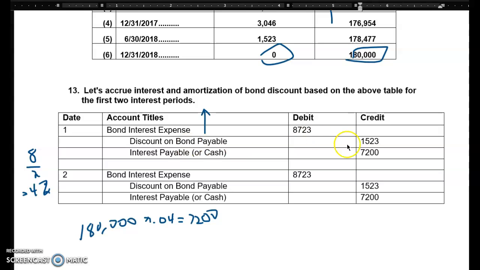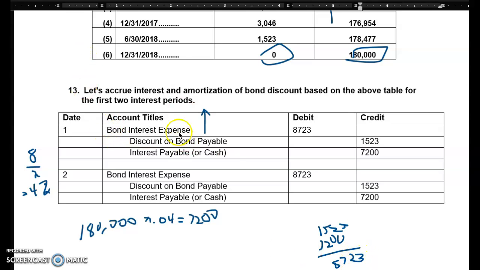So we're either going to pay it then or just say it's interest payable $7,200. We're going to credit the discount $1,523, and we're going to debit interest expense $87.23. Now, when I work these, I know bond interest expense for a discount is higher than the cash or the payable. So I always take the straight line discount amortization amount, $1,523 in this case, and what I'm paying out every 6 months according to the stated rate and the contract rate, and I get $87.23.